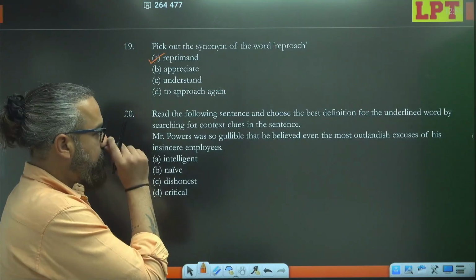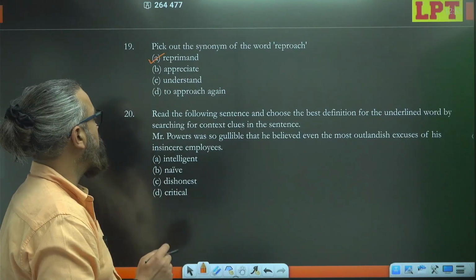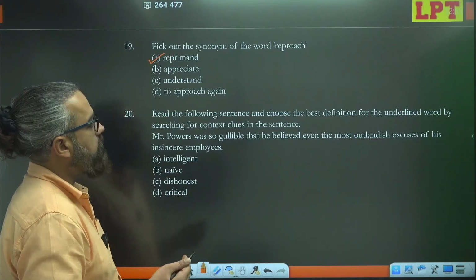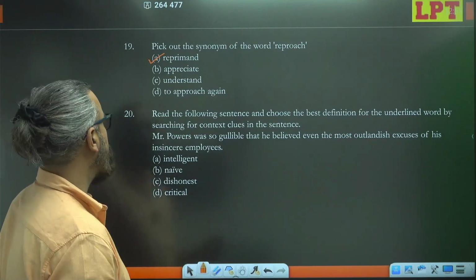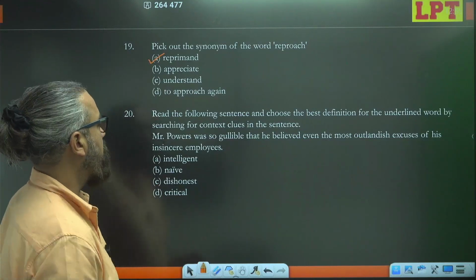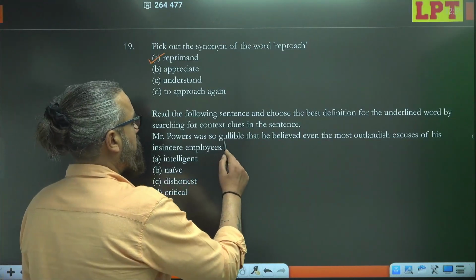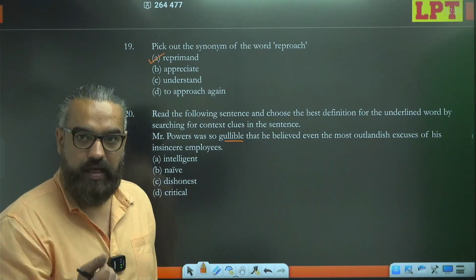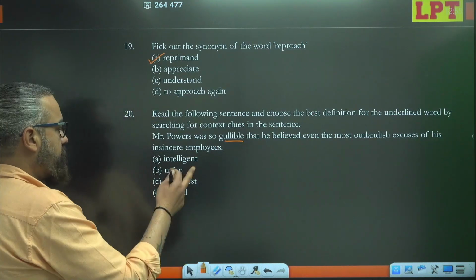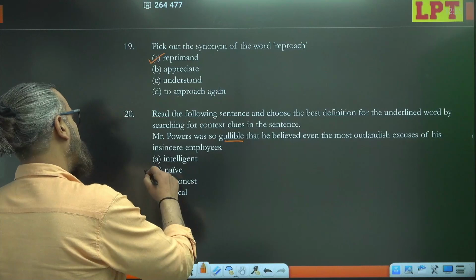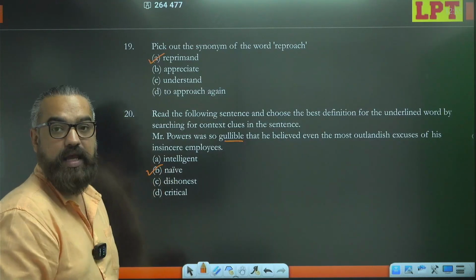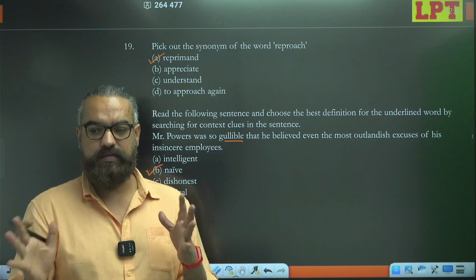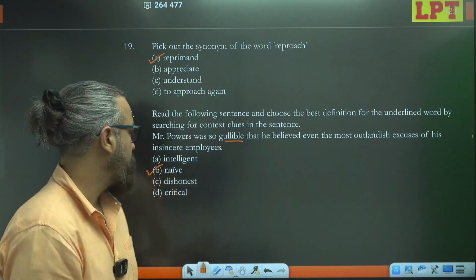Read the following sentence and choose the best definition for the underlined word by searching for context clues in the sentence. Mr. Powers was so gullible that he believed even the most outlandish excuses of his sincere apologies. So I'm assuming that gullible is the word which is underlined. Gullible is somebody जो किसी की बात आसानी से मान ले, right? So intelligent नहीं, dishonest भी नहीं, critical भी नहीं. The word I'm looking for is naive. The pronunciation of the word is naive. Naive मतलब जिसको आप बहला फुसला सके आसानी से, right?